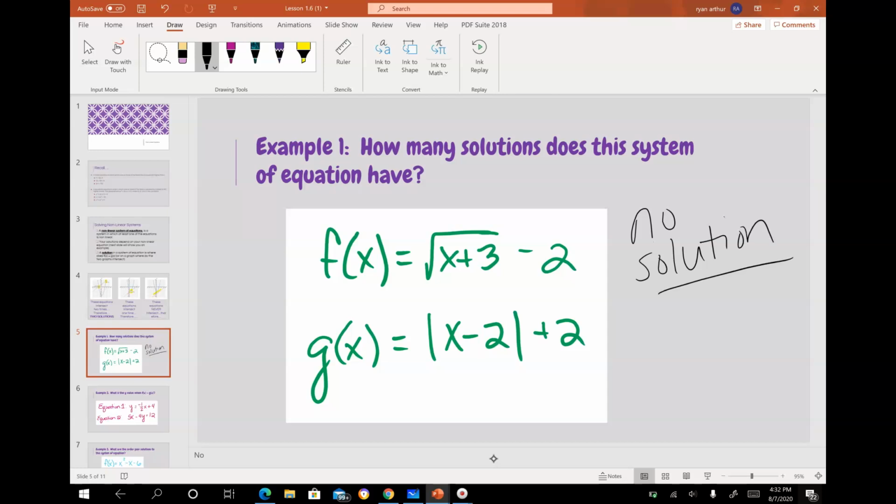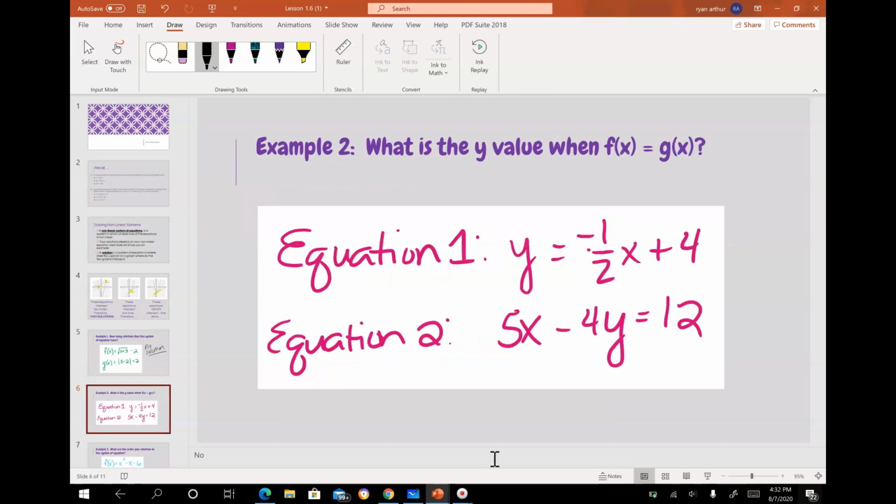Okay, this is a no solution. They do not intersect, they do not touch. There's no solutions here. Okay? So the next one says, these two equations, what is the y value when f of x equals g of x? So where these two are equal is where they meet, because when you are equal with somebody, you're meeting with them. Same place, equal. So it wants to know what's the y value. It doesn't care about the x value, it wants the y value.